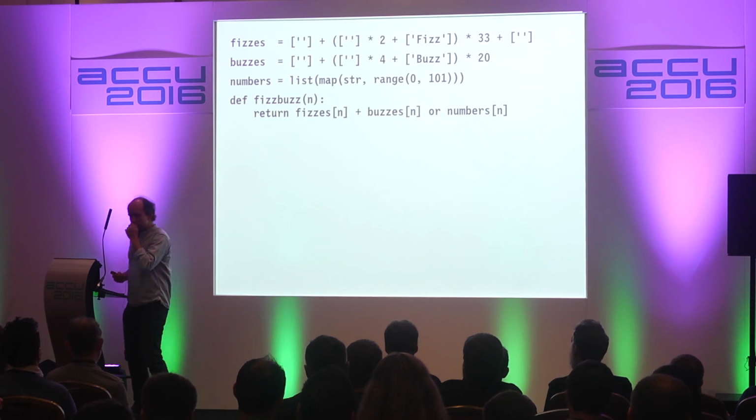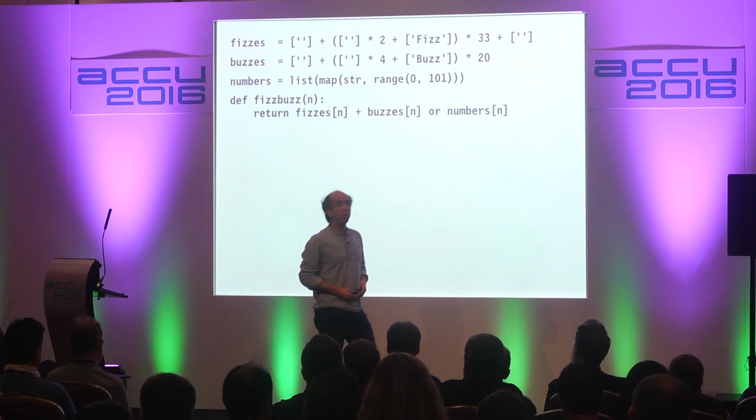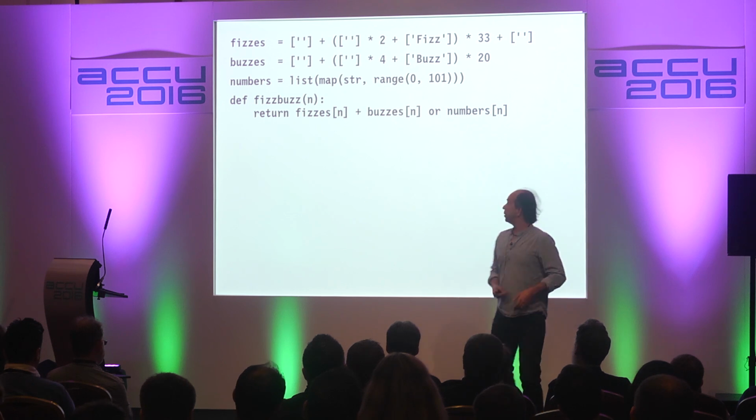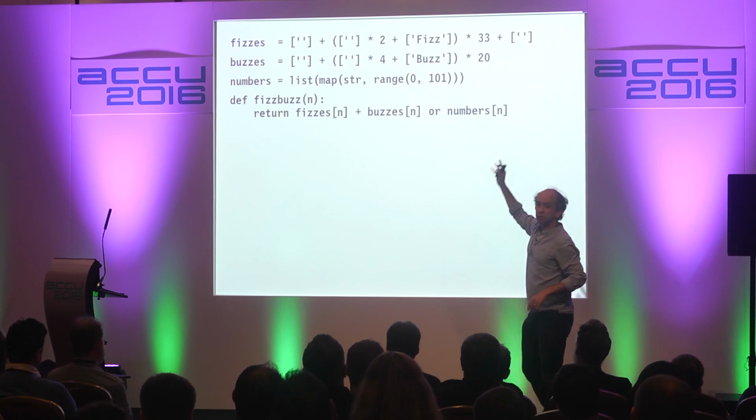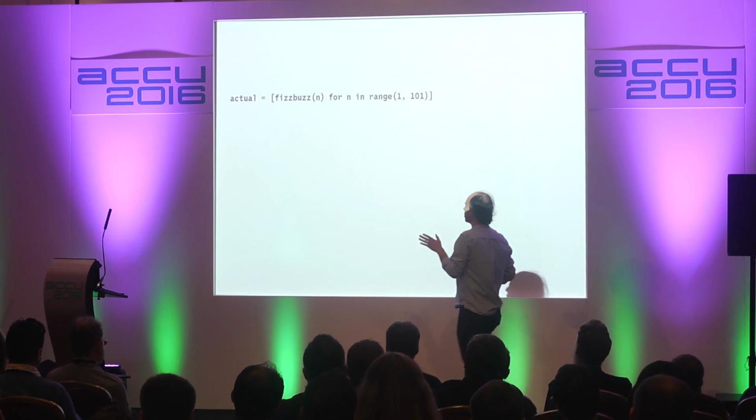So the point here is that we've got all the fizzes we're going to need, all the buzzes we're going to need, and a whole bunch of numbers we're going to need. And then simply what we do is we add them together and make a decision. That's quite a nice approach. I quite like that. OK, let's take that approach.